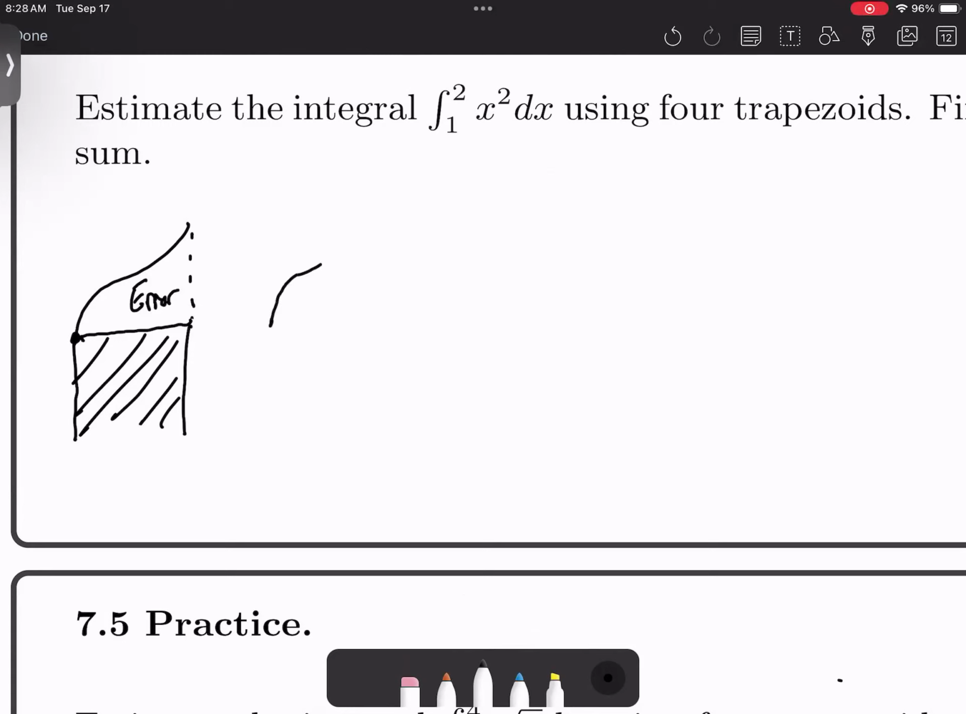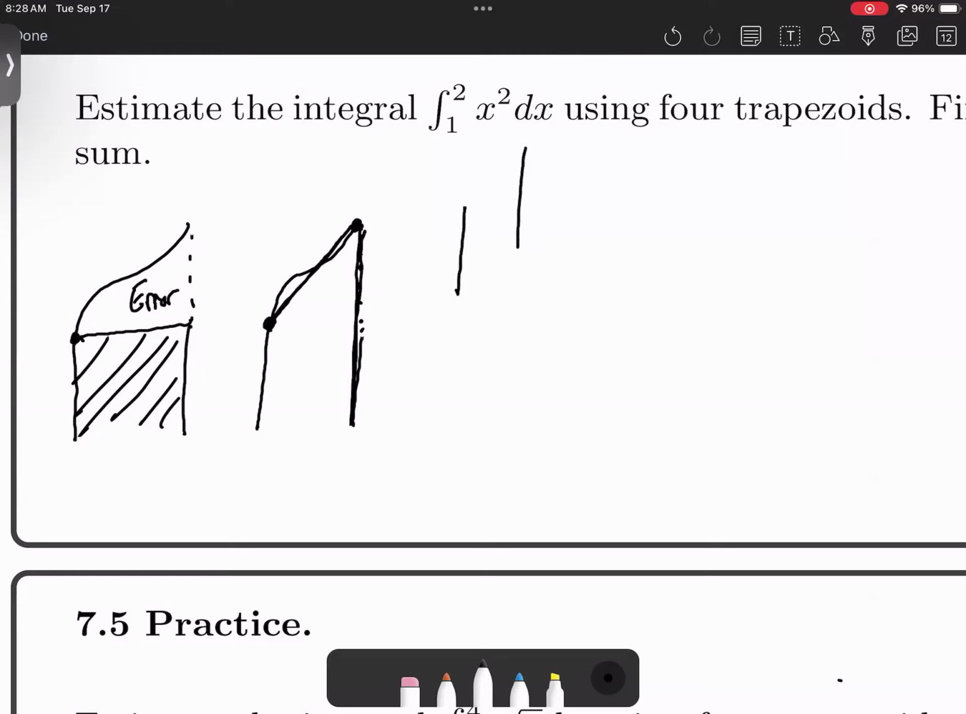But if I have that same function and I approximate it with a trapezoid, that's me approximating the function with a straight line, not a constant. So you can see we are going to cut down our error quite drastically. And let's review how to find areas of trapezoids.